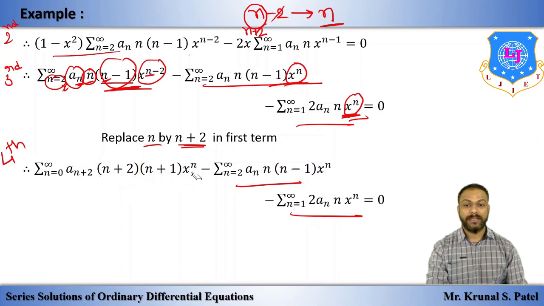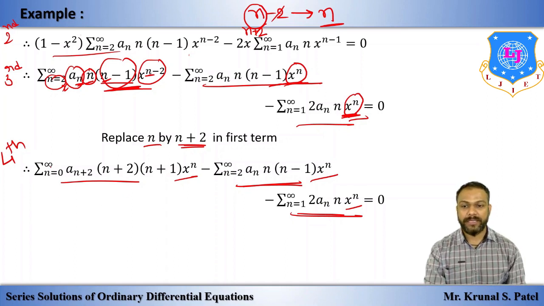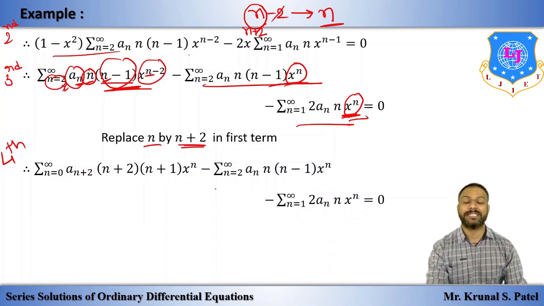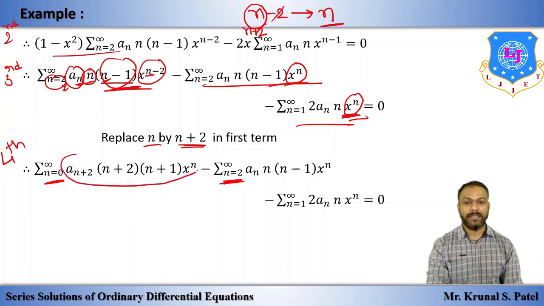So now you can see we have x raised to n in all these three terms. Okay, now the fifth step is make limit of sigma equal. Here sigma starts from 0, here sigma starts from 2, and here sigma starts from 1. So to make the limit of sigma equal, we will go with the maximum number. So the maximum is n equal to 2. So we will put n equal to 0 and 1 in this term, and then sigma we can start from n equal to 2.